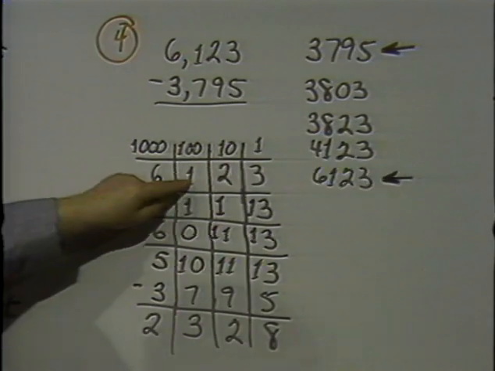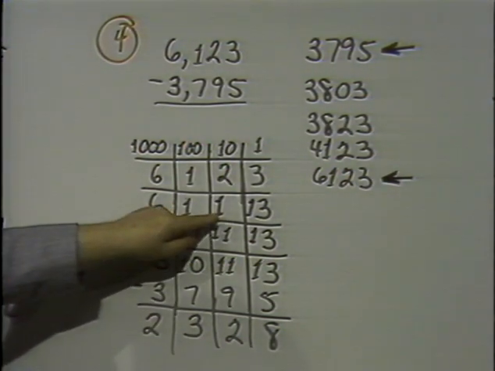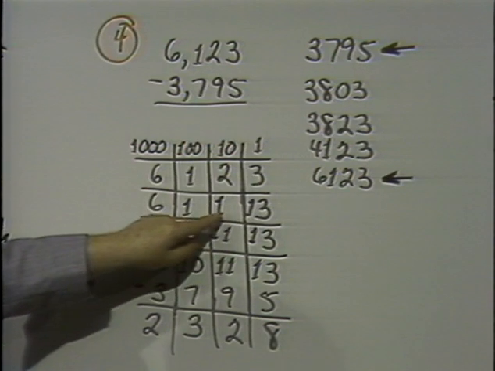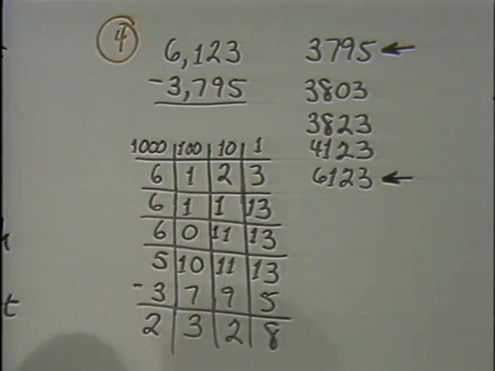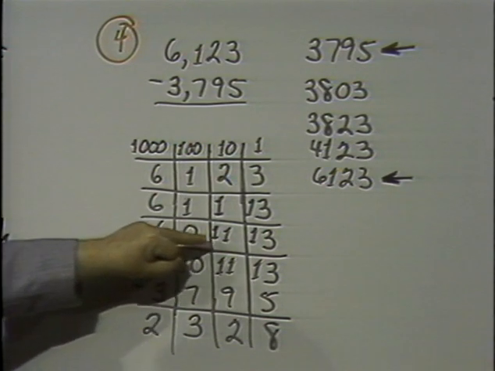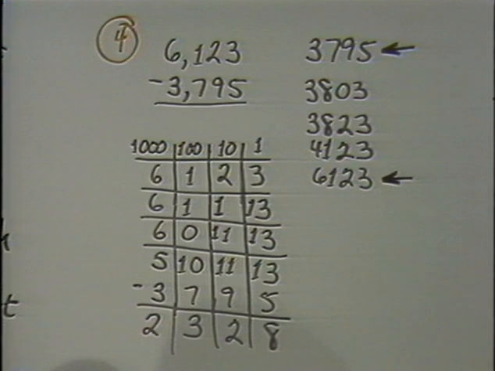6 thousands, 1 hundred, 2 tens, and 3 ones. I can take one of my 10s and trade that in for 10 more ones, can't I? See, a 10 and 13 ones is the same as 23. I can take my 1 hundred, leaving me with none, and trade that in for 10 more tens. 1 ten and 10 tens is 11 tens.